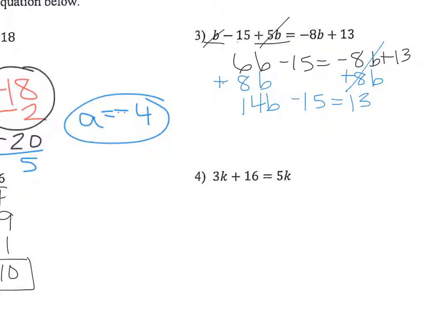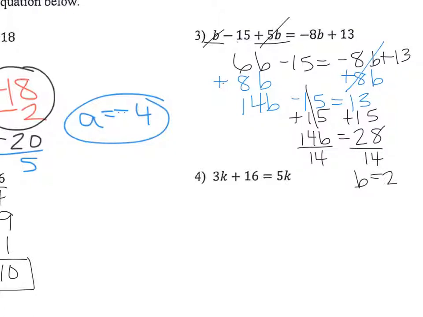So now this is a two-step problem. So I add 15 to each side. This cancels out, so I get 14b equals 28. And then I divide both sides by 14. So b equals 2 is my answer.